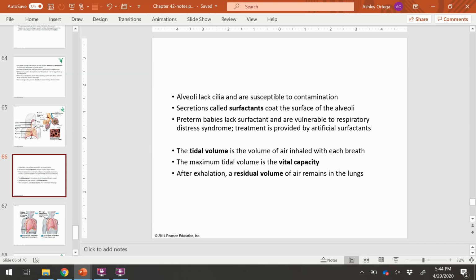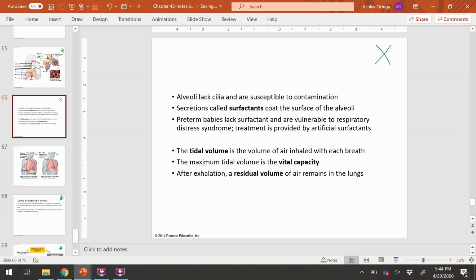Other factors of the lungs are shown here. Surfactants are secretions that coat the surface of the alveoli and prevent collapsing. They're so thin and subject to damage or destruction, as they could easily collapse without surfactants. There are also other measurements like tidal volume, vital capacity, and residual volume. All these, while very important, are not things I will test you on.